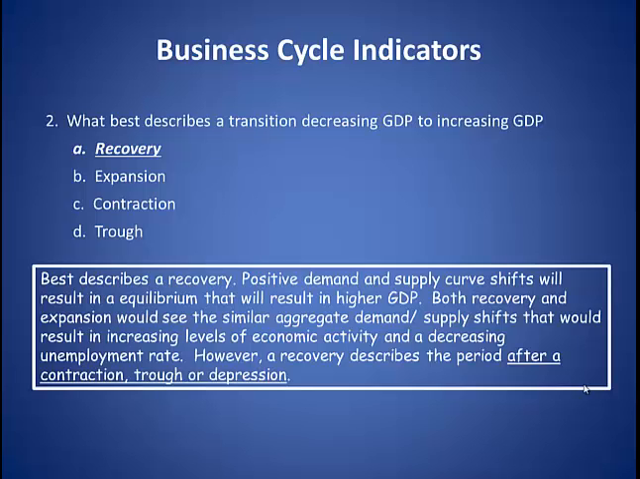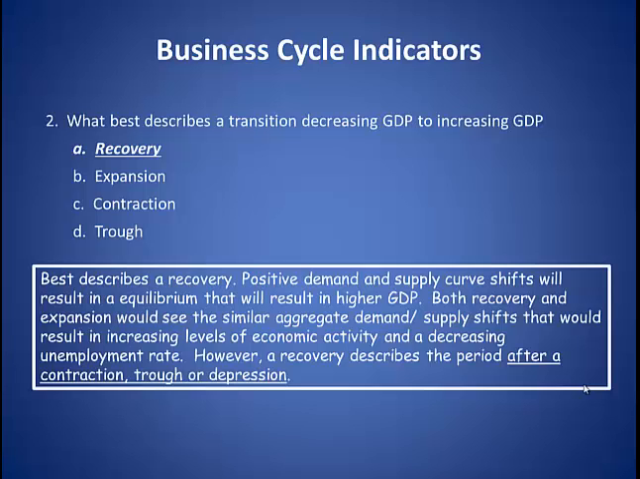The answer to number 2 would be A, recovery. Now, you may have picked B, expansion, because basically when we have increasing GDP, it is an expansion, or it can also be called a recovery. The reason we use recovery as the correct answer in this case is because a recovery is generally recovering from a recession. So that would be the most appropriate answer, although A and B look right. A would be the correct answer.